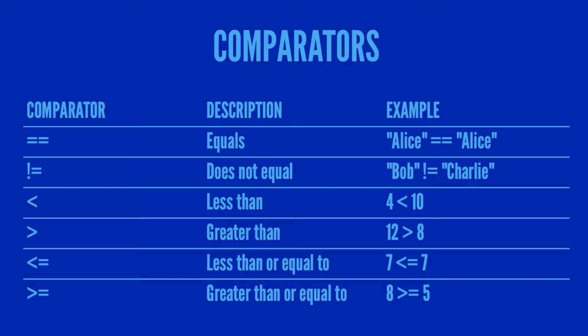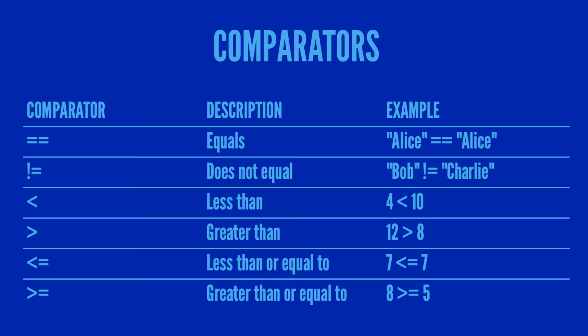If whatever is on the left-hand side is the same as whatever is on the right-hand side, it will return true. If whatever's on the left doesn't match what's on the right, it will return false. We then have this idea of a does not equal. This is the exclamation mark followed by the equal sign, and that implies that whatever is on the left does not equal whatever is on the right. So the example here, that Bob does not equal Charlie, is a true statement, so that would return true. If you did Bob does not equal Bob, that is a false statement because Bob does equal Bob, so that would return false.